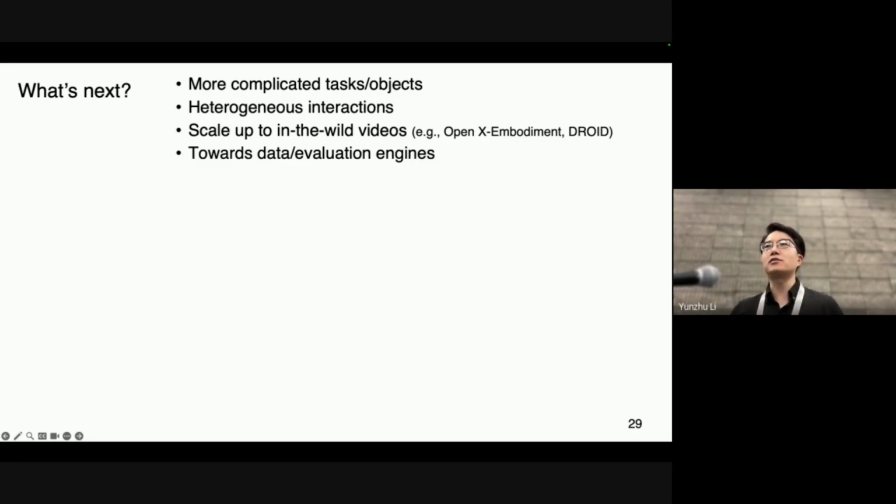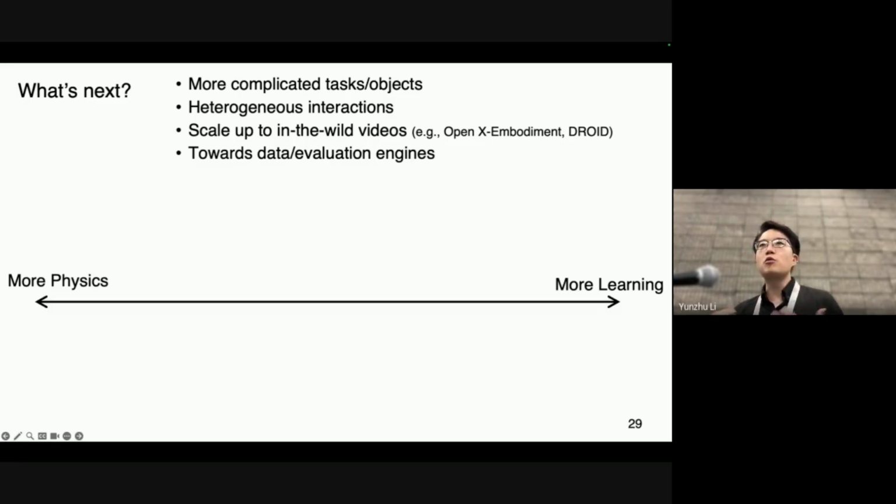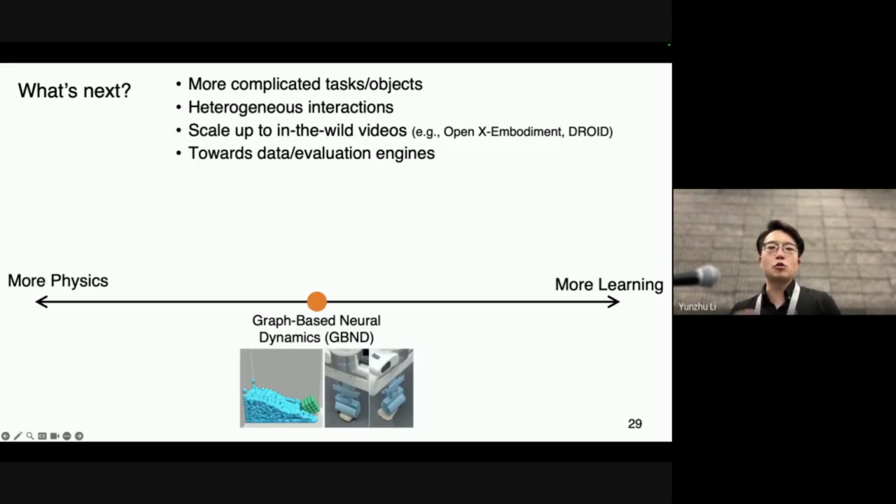So I take a step back and look at this overall scheme of things. In general, when we want to build this type of model, one end on the left is the more physics-based part. There's more structure in the model. On the right, there's more learning that just removes the structure and tries to do a pure data-driven approach. I would like to say that our graph-based neural dynamics is somewhere in the middle.